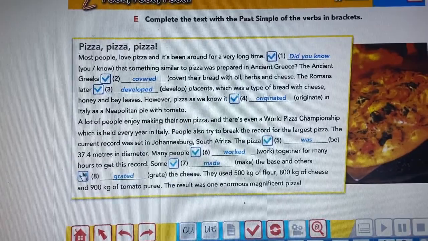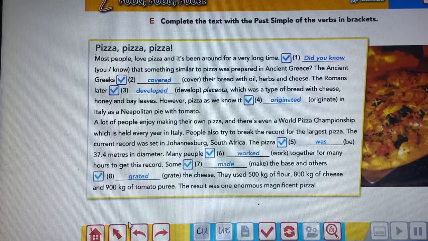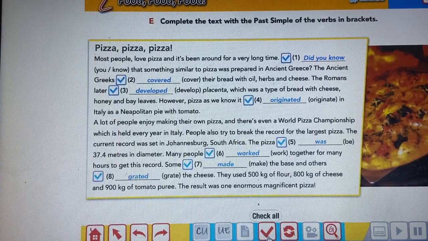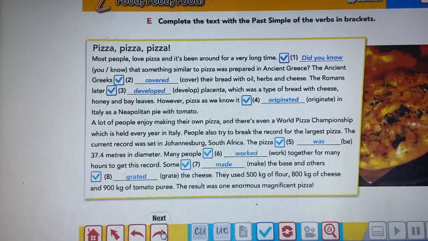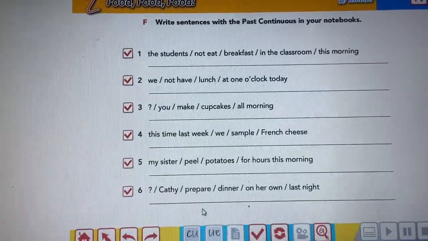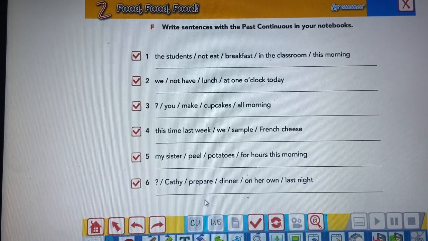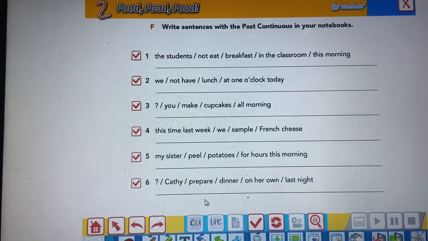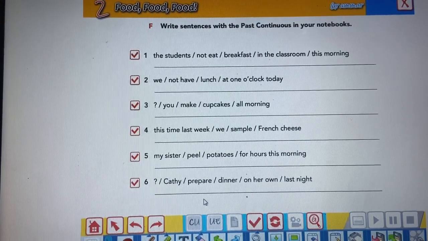And now let's move to exercise number F. Let's check our answers. They are all correct. So exercise number F, please do this activity in your grammar notebooks. And don't forget to write the date and the page number. Write sentences with the past continuous in your notebooks.